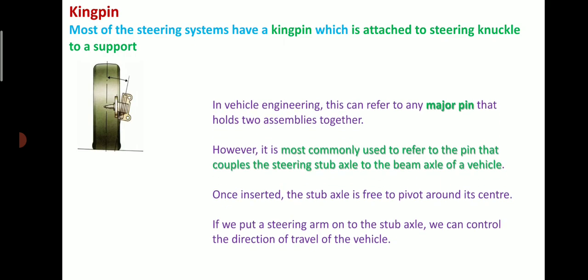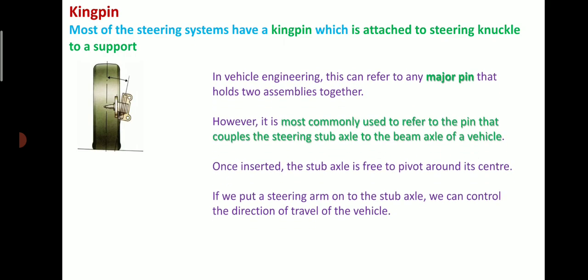What is a kingpin? Before understanding caster, we will understand what a kingpin is. Most steering systems have a kingpin which is attached to the steering knuckle to support it. This is a figure which shows the kingpin. You will see the yellow colored part is the kingpin. In vehicle engineering, kingpin can refer to any major pin that holds two assemblies together.